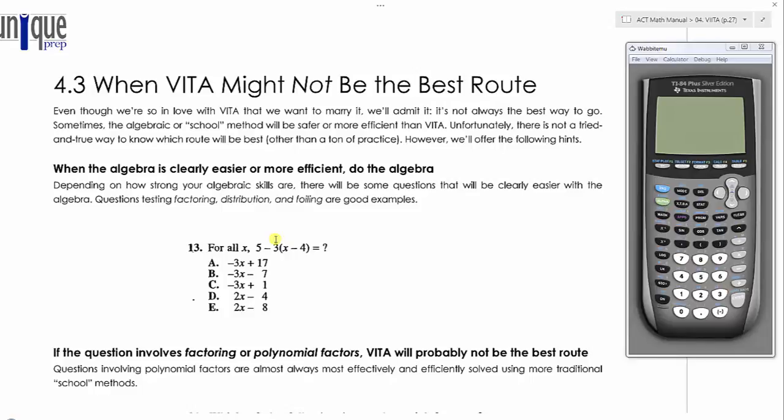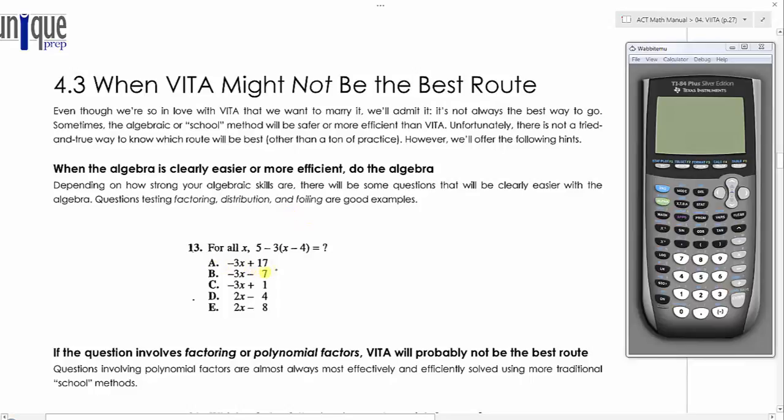This is not meant at all to detract from the power of the technique. This technique is still very powerful, but you should know some of the exceptions when the technique maybe isn't as safe or efficient as the algebraic or school method. So the first thing we have to talk about is if you clearly see that the algebra is easier and you are very confident that you are not going to make any careless mistakes in the algebra, then you can go ahead and do the algebra. However, if you are somebody that knows that you tend to make careless mistakes with algebra or tends to be a little bit shaky with the algebra, then probably you should go with the VITA.